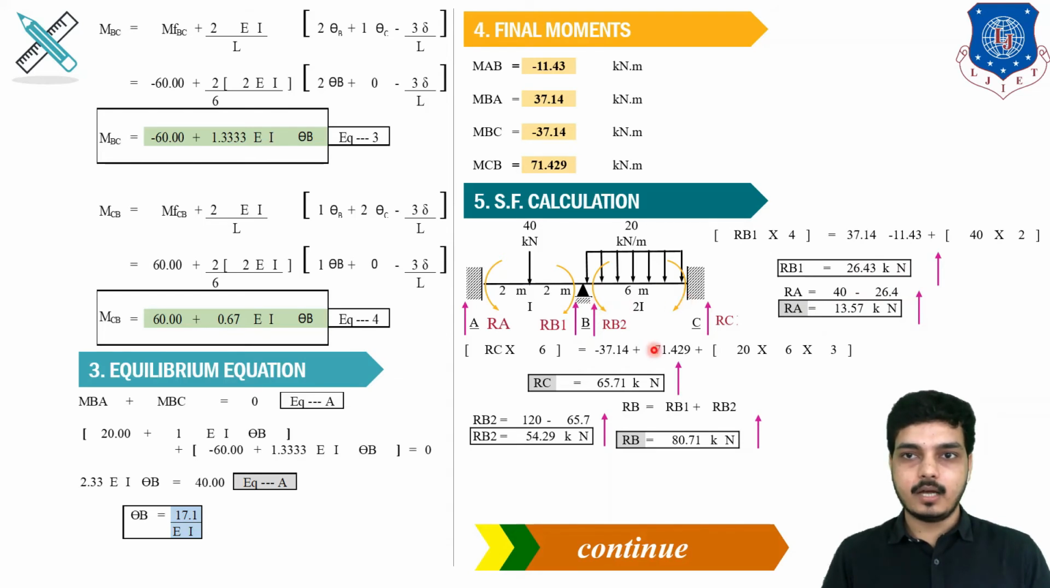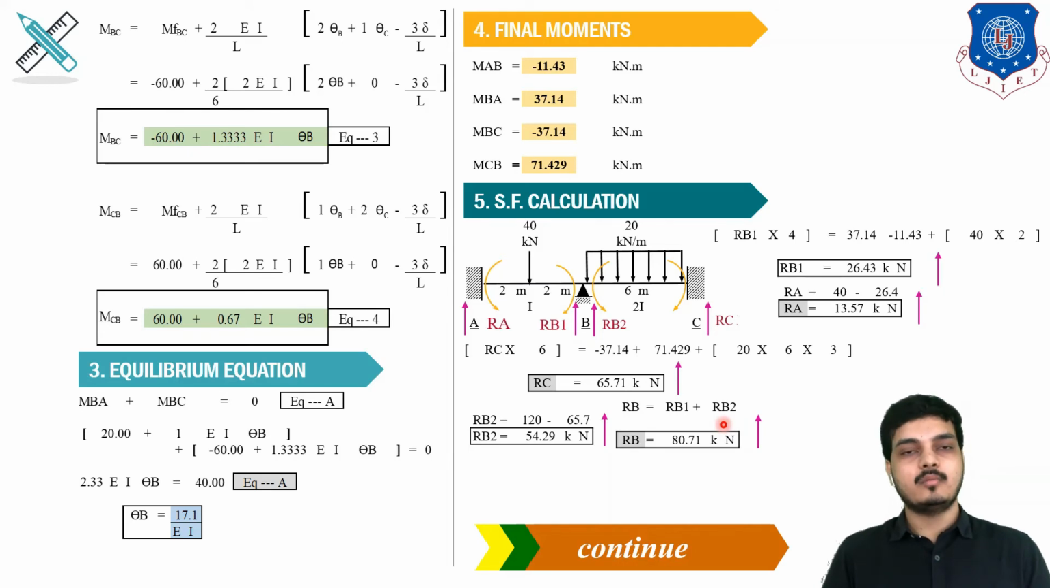Similar way for BC span, we will be finding RC and RB2. So RC multiplied by 6 equals minus 37.40 plus 71.4 plus 20 multiplied by 6 multiplied by 6 by 2, which is 3. So getting RC is 65.71. RB2 will be 120, 20 multiplied by 6 is 120, minus 65.71, which is RC, so I will be getting my RB2. So RB will be the summation of RB1 and RB2, this is RB2 and here it is RB1. So I will be getting my final value of reaction RB.